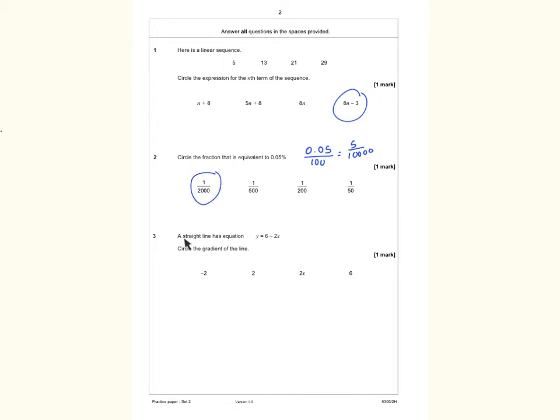Here we have a straight line has equation y equals 6 take away 2x. Circle the gradient of the line. Now you might be familiar with the format y equals mx plus c, where m is the gradient and c is the y-intercept. Okay, if I was to put it in this format, what it would look like is our equation would be y equals negative 2x plus 6. Okay, and it's asking for the gradient. Now the gradient is where the m is, so it's negative 2 for us. It's going to be this.